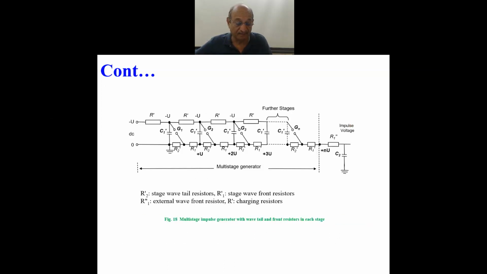Yeah, this is the Marx circuit, as you see, with the modification. This is the Marx multi-stage impulse generator with wave tail and front resistors in each stage. So this is what the multi-stage impulse generator looks like, and this is nothing but a Marx circuit.